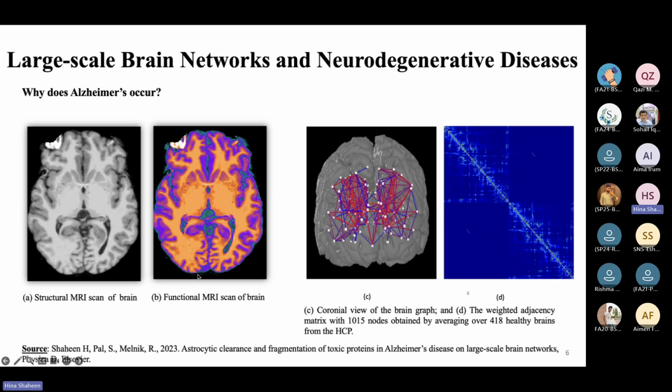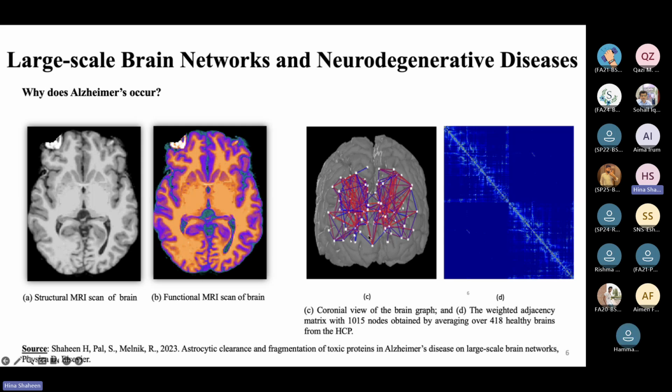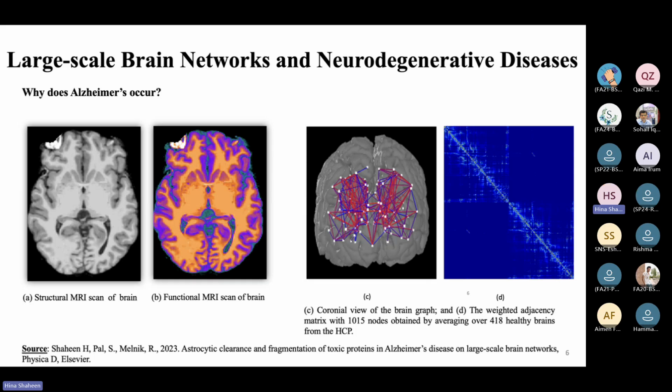Now here, once you have the information about the functional MRI scan of the brain, this is the connectome we can adopt from the Human Connectome Project. We have adopted this by averaging over 418 healthy brains. And you can see here the white color represents the nodes, the regions we have selected, and the blue and red lines show the connections between those regions. So those connections represent our edges here, and the white dots represent our nodes, or the brain regions.